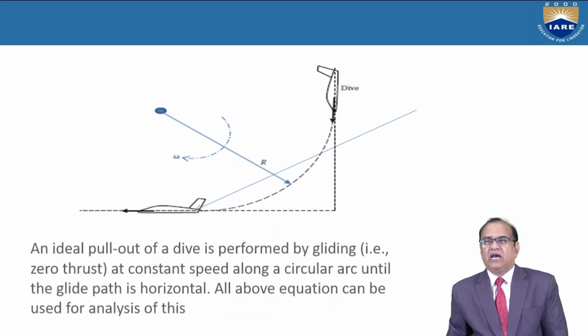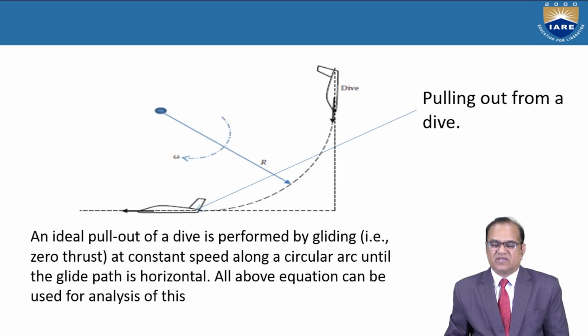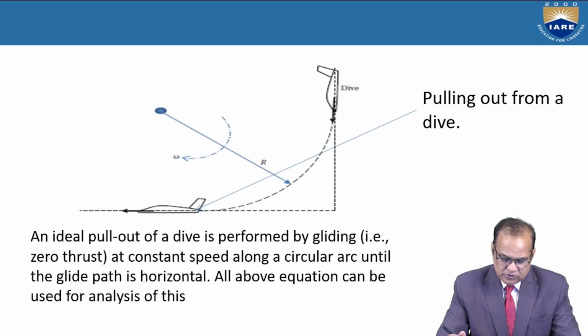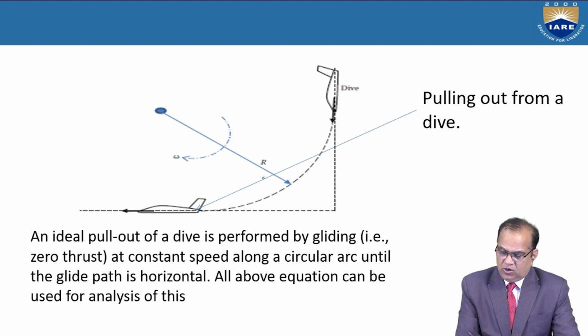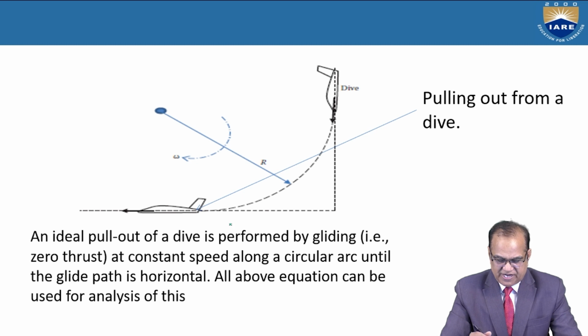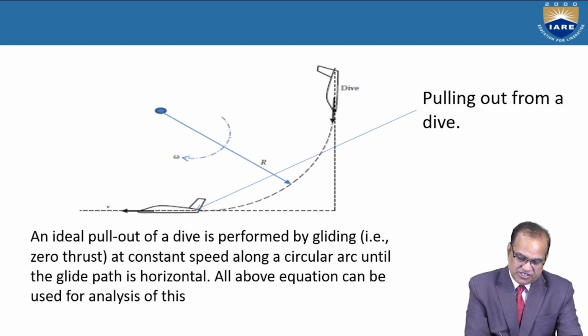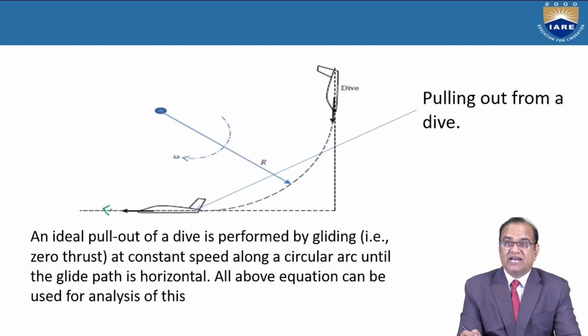So here we can see pulling out from a dive. This is the omega, and your aircraft is going for the dive, and all of a sudden it is pulling out from the dive with the radius r, and this is the velocity. The rotational velocity is omega. An ideal pull out of a dive is performed by gliding, that is zero thrust, at constant speed along a circular arc until the glide path is horizontal. When this glide path becomes horizontal, that is called the pull out from the dive.